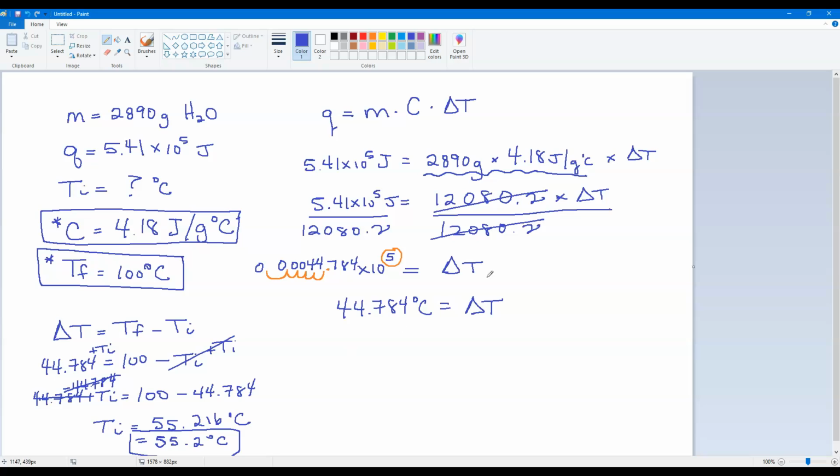So lots of different steps here, just trying to tease out this initial temperature.